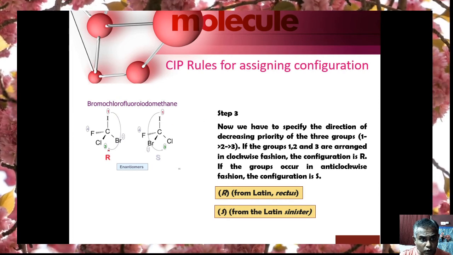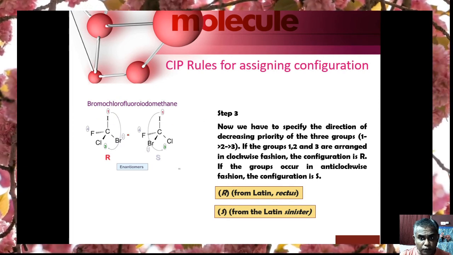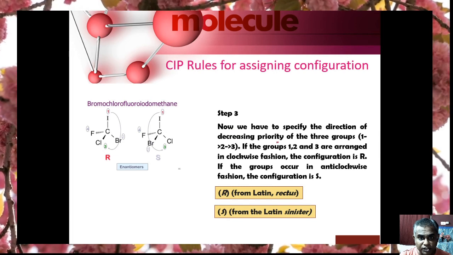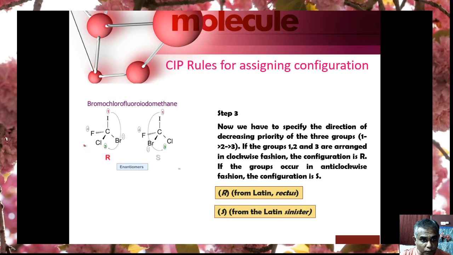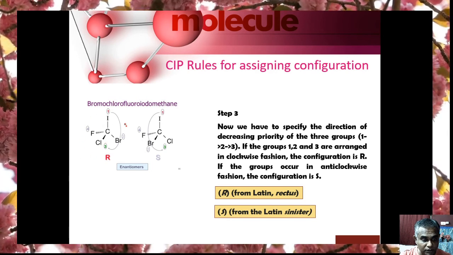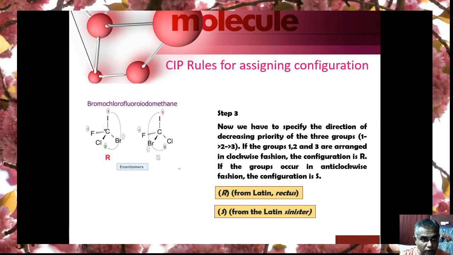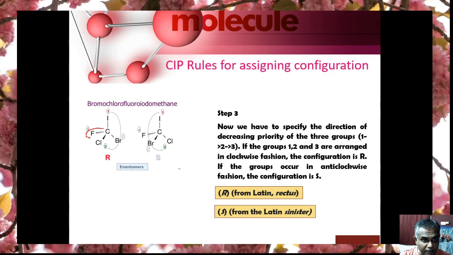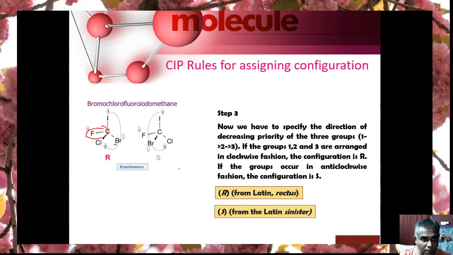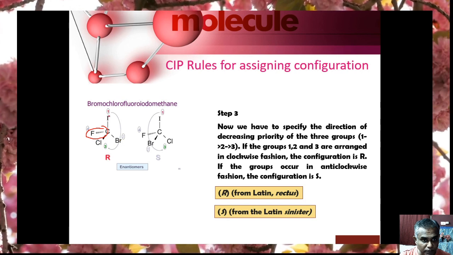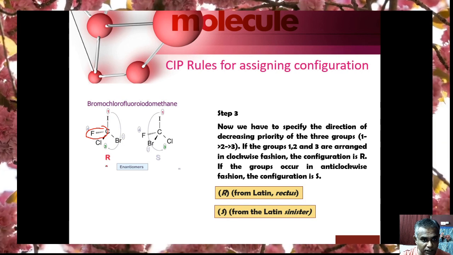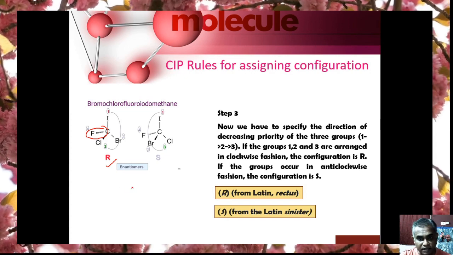Okay, now in this case you can see we have to specify the direction of decreasing priority of the 3 groups. Now please remember, we have a structure in such a way that the fluorine is moving away from the observer. Okay, and we have iodine at the top, bromine here, and chlorine, and we are moving in the clockwise direction. Therefore we designate it as R.